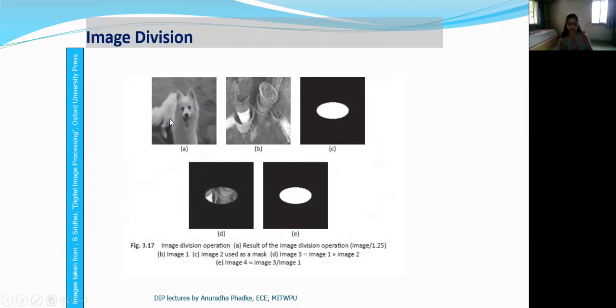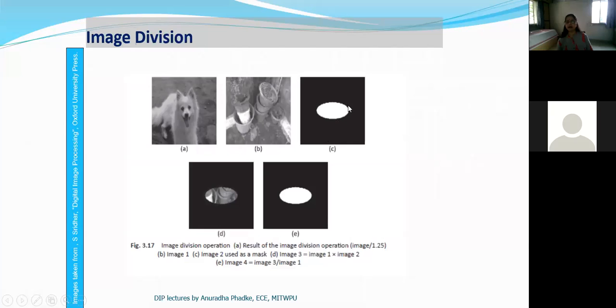Okay, so this is image A and this is image B. Now simply consider image B, and this is image C, which is usually called a mask because this is a binary image. Here inside the ellipse, whatever portion is there has value 1, and outside the ellipse, whatever portion is there, we can call it the background, the value is 0. So a binary image of this form, we can call it a mask. This white portion represents value 1.